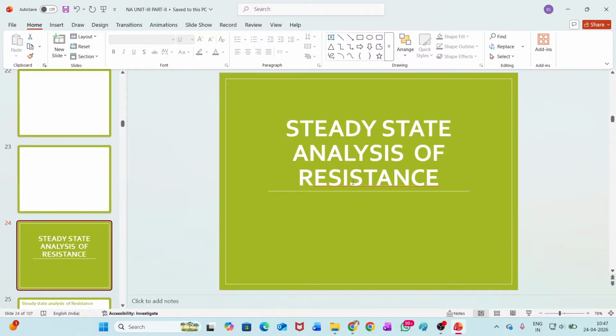Okay, I will start the session. Steady state analysis. I will start the steady state analysis of resistor, and I will discuss steady state analysis of resistor, inductor, and capacitor, and I will conclude. And later on, during the afternoon session, I will start the steady state analysis of the series and parallel combinations of resistor, inductor, and capacitor. So let's start with the steady state analysis of this resistor.